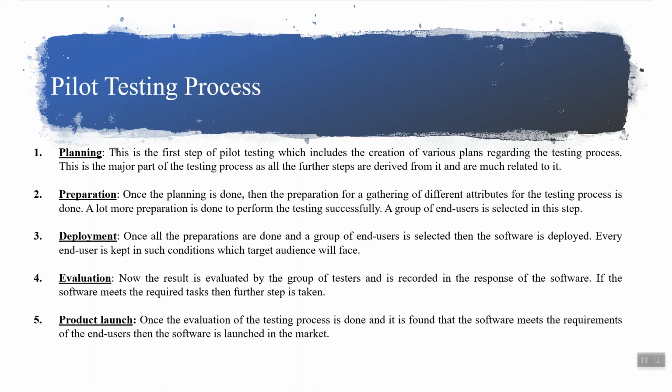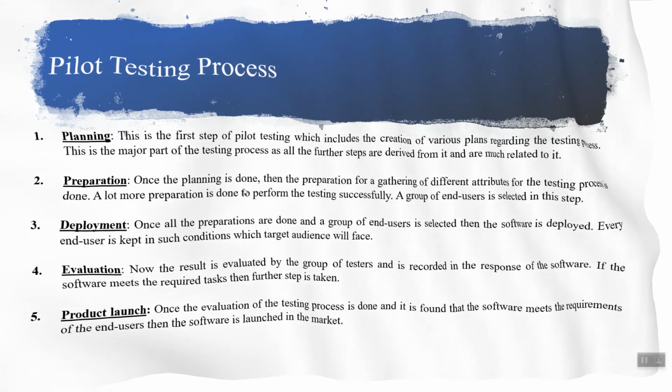Here we evaluate the result of the deployment by the group of testers, and the response to the software is recorded. If the software meets the required task, then the further step, which is product launch, is taken. Once the evaluation is done and the software meets all the requirements from the end user, the software is launched in the market. So these are the five different steps we do in the pilot testing process.